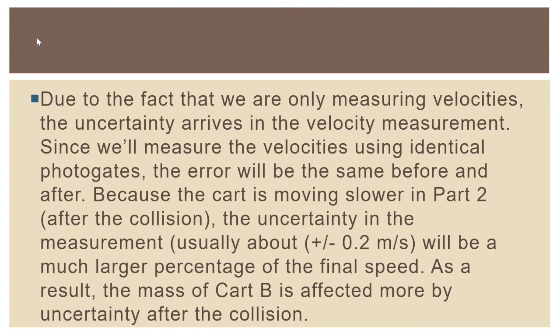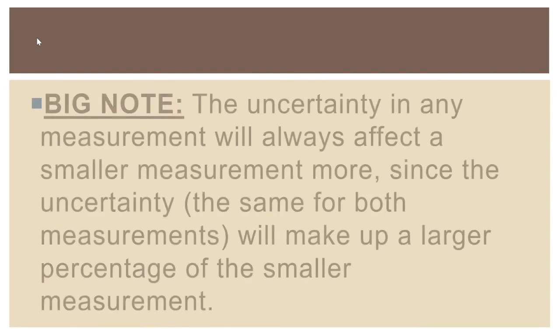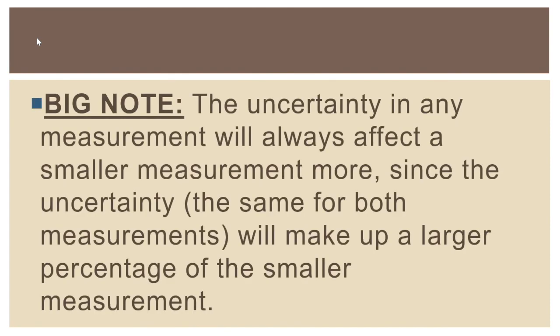All right, last note for today, very quick, big note here. The uncertainty in any measurement will always affect a smaller measurement more, since the uncertainty, which will be the same for both measurements, will make up a larger percentage of the smaller measurement. The reason why I taught this in late September, early October is for these kind of experiments right here. Because notice on that worksheet, they asked that on the AP test. If you remember that, it's an easy question.